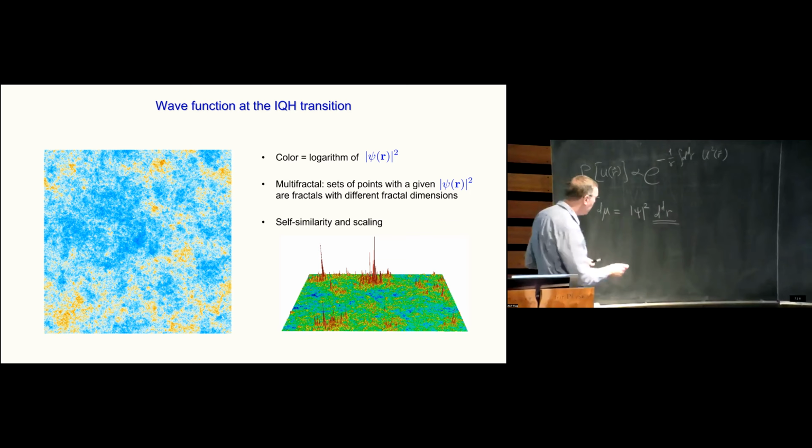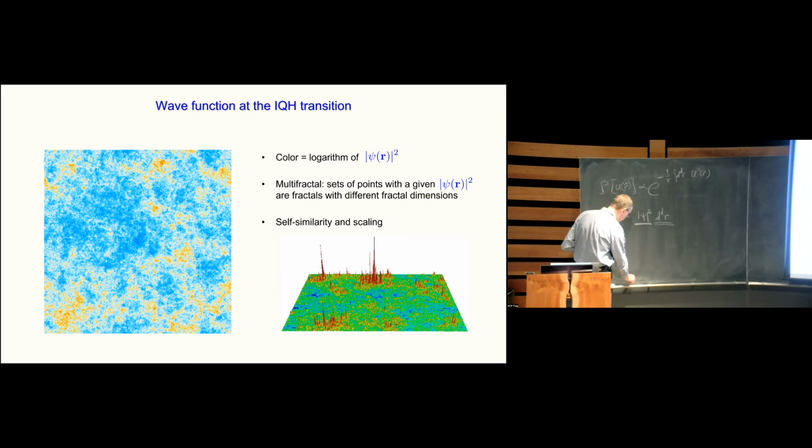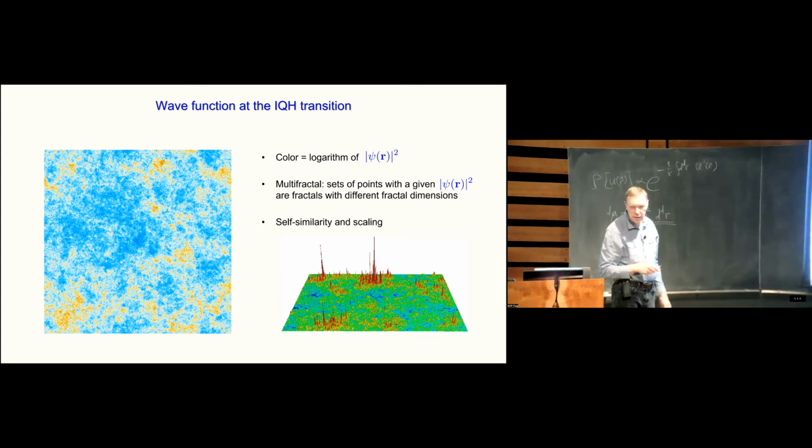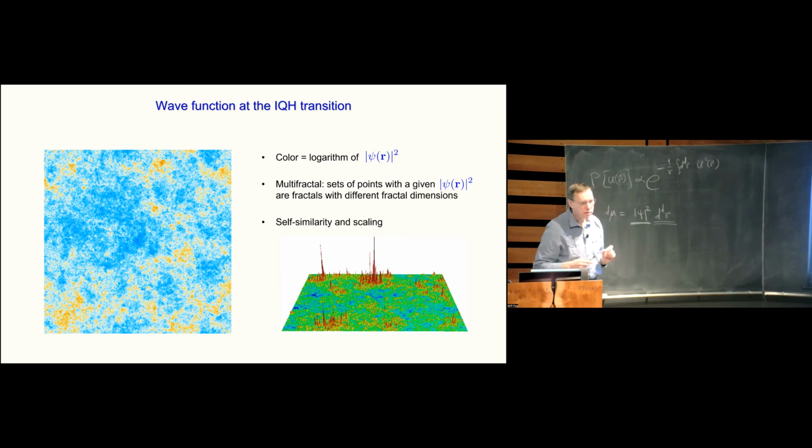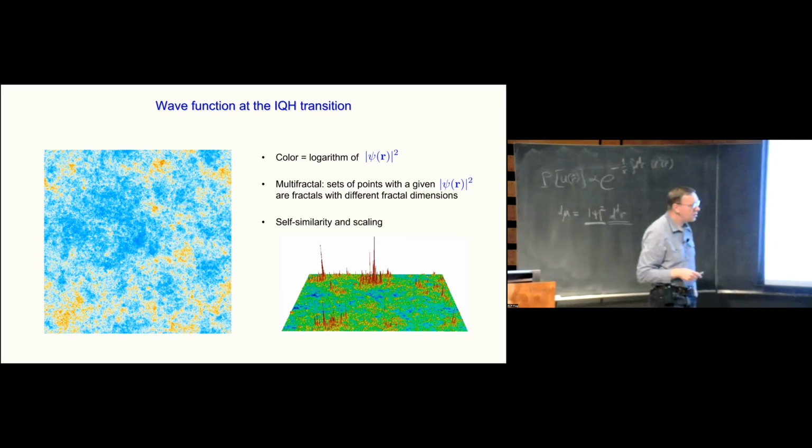To describe this density, one of the ways is to look at its level sets. You ask where in my sample the wave function equals 5, and I draw a line where it equals 5. And I ask where it equals 6. It's a different line. These two lines have different fractal dimensions. If you cut at the tallest peak, then you're cutting only... There's no tallest peak. That's the point. There are places where this thing diverges.